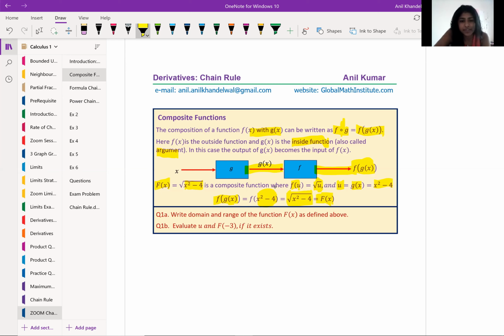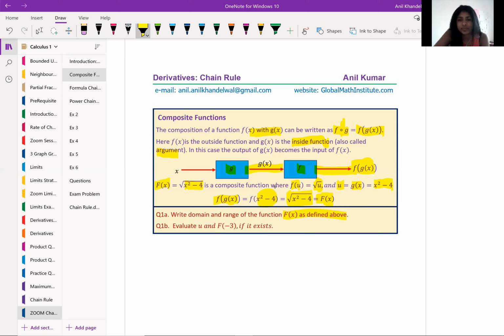Can you please answer question number 1A? Write the domain and range of the function F of x as defined above. What is the domain and range of capital F of x? Is it x has to be greater than or equal to 0? Basically, the domain will depend on the domain of g, it cannot be more than that. Now the domain of g, since it is a parabola, is all real numbers. However, g is defined as x squared minus 4, so for some values it is going to give me a negative value. Since f is square root, we cannot take negative values, so we have to eliminate those values from the domain of g.